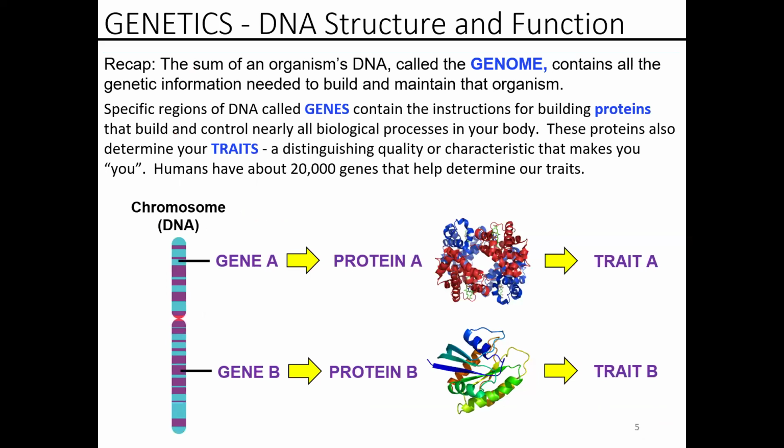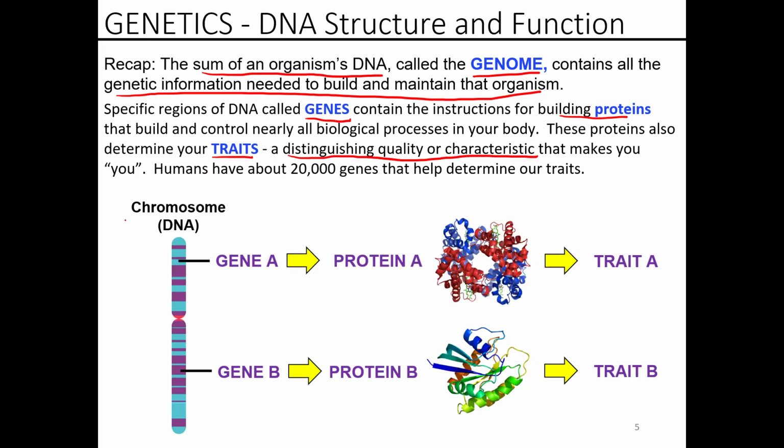Now, when it comes to genetics, DNA structure and function, a quick recap is genomes are going to be the sum of an organism's DNA. So again, everything about that organism, everything that we need, our genetic information to build and maintain that organism. Now, there are going to be very specific regions known as genes, and these are going to contain instructions for building proteins. Now, these proteins are going to determine those traits, and these traits are going to be our distinguishing qualities or characteristics that are going to make you who you are.